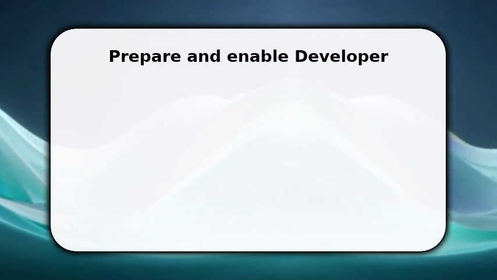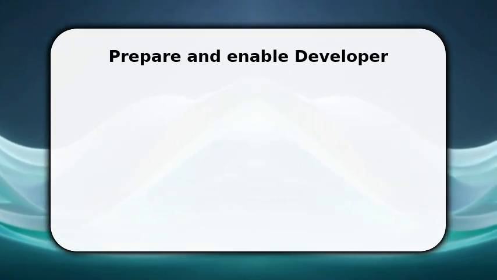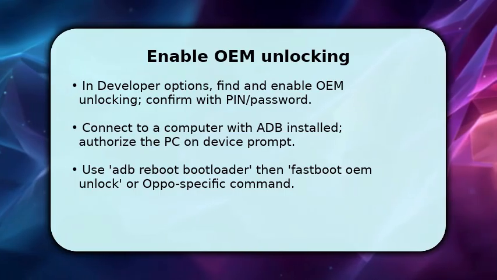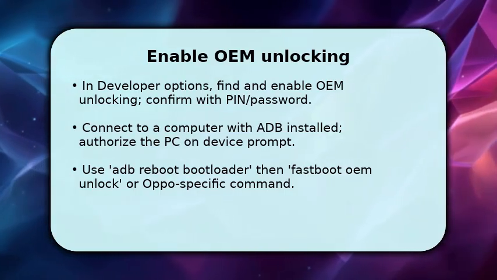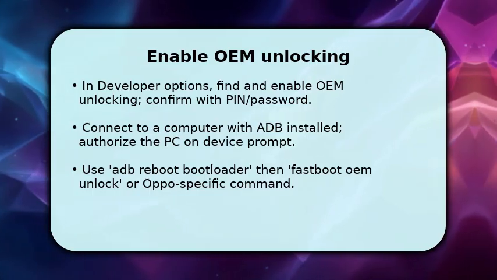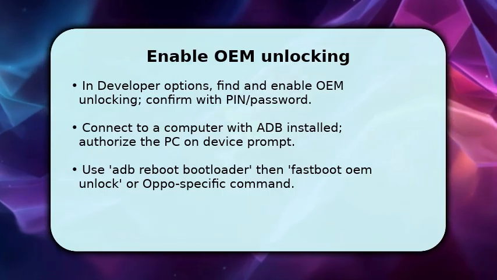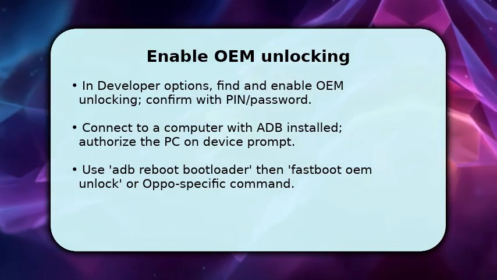Once USB debugging is active, locate the OEM unlocking switch inside Developer Options and enable it. You may need to confirm with your PIN or password because this lifts the bootloader restriction. After that, connect to a computer with ADB and Fastboot installed and authorize the PC when the device prompts.